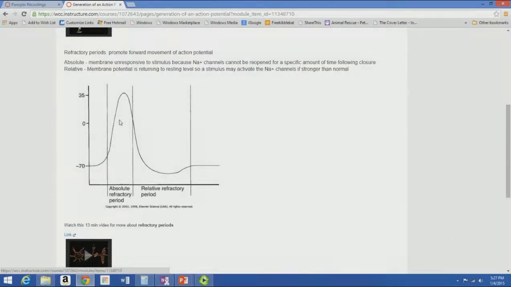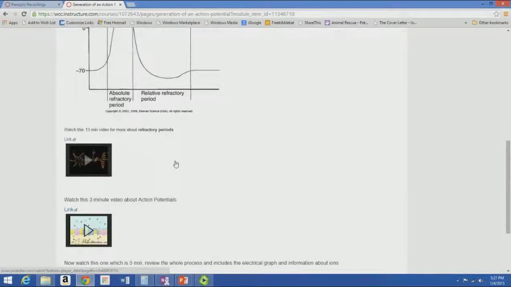So during the absolute refractory period, you can't open the sodium channels. There's a specific amount of time before they're going to reset, basically. During the relative refractory period, if the stimulus is strong enough, you can reactivate those sodium channels.